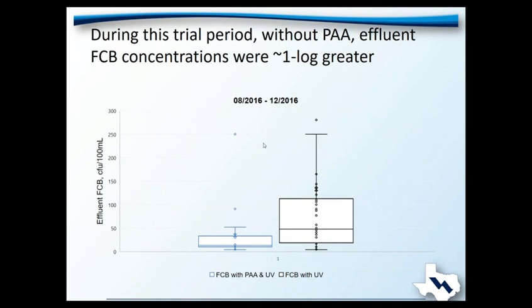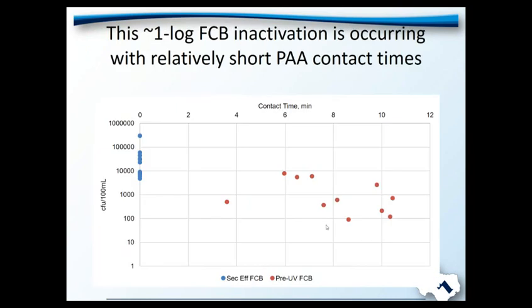To give you a sense of how much additional benefit they're getting with peracetic acid, even though UV is running as well, for the period of August to December of last year, we're looking at effluent fecal coliform bacteria in CFU per 100 mL on the y-axis, first with PAA and UV, that's our blue box and whisker plot, and then our black box and whisker plot is the fecal bacteria concentrations with UV alone, without PAA addition. The contrast is pretty stark here: we're seeing on average about 1 log, or 90%, improvement in reduction of fecal coliform counts in the final effluent through the combination of PAA and UV. It's very cool stuff coming out of this full-scale trial.